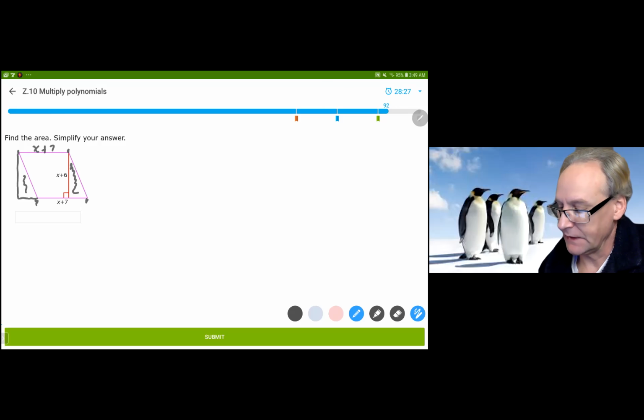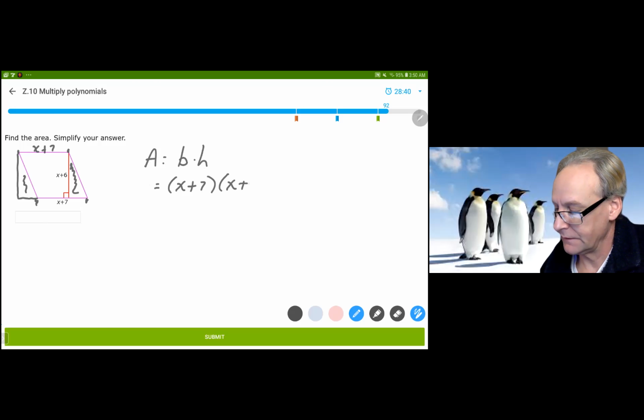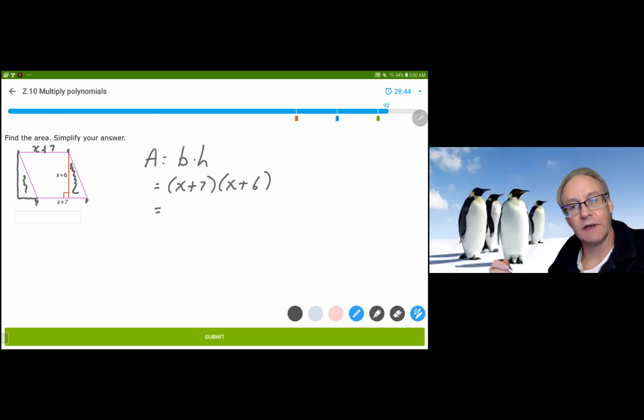The area is base times height. The base is x plus 7. The height is x plus 6. And one more time, I highly recommend that you don't write out the FOIL. Multiply it in your head. You get your x squared. You add the 6 and the 7 in your head, you get your 13x. And you multiply the 7 times the 6 and get the 42.